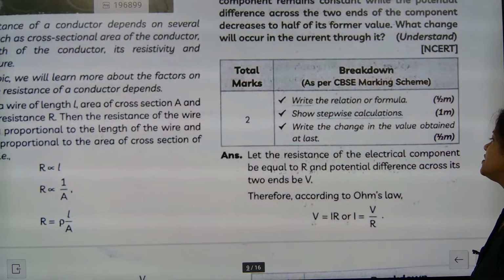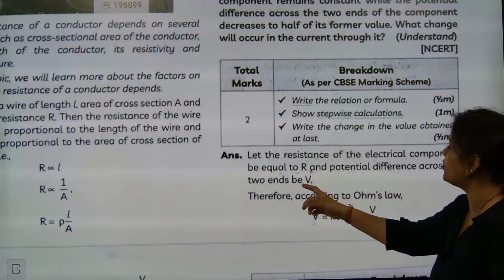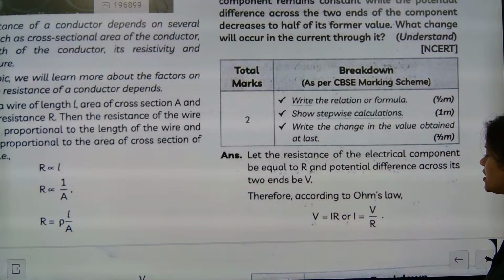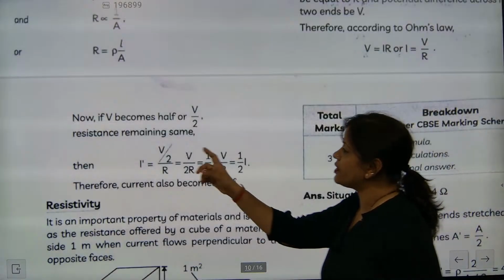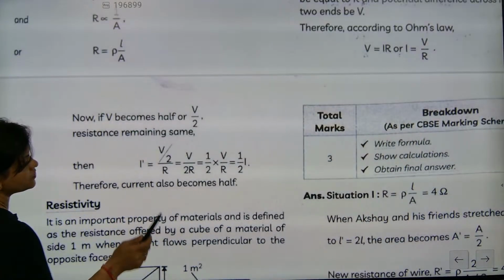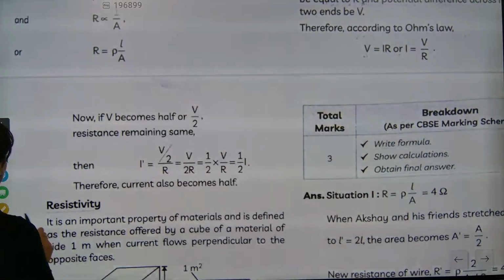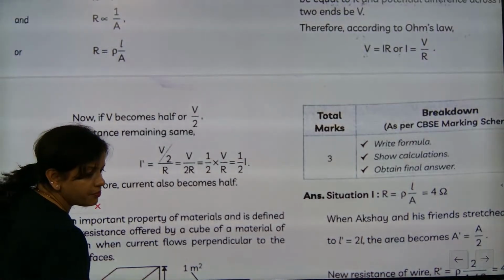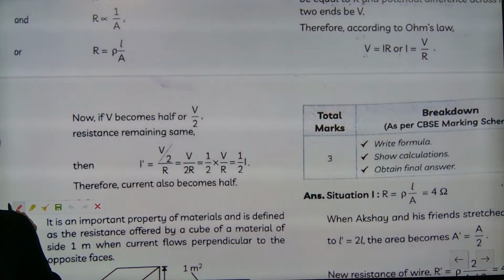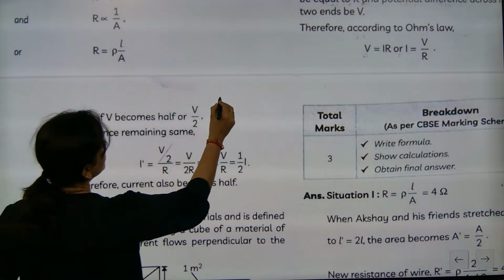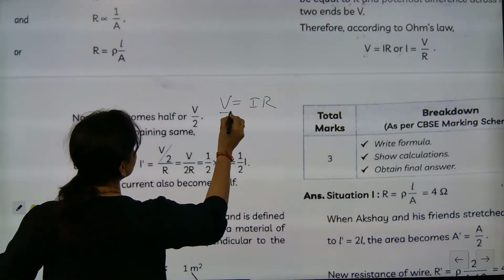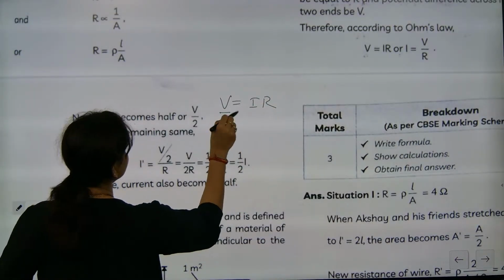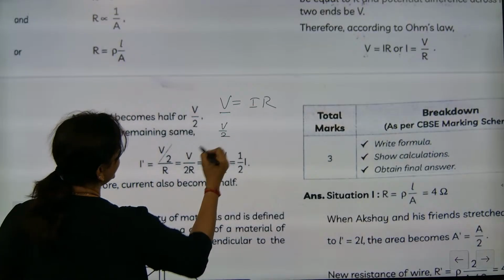So what is the answer here? Resistance of the electrical component is constant, V = IR. Now they are telling that V becomes half. That day I told you one trick, so please remember the trick I taught you. V = IR. Now this V has changed, so V will become V/2.